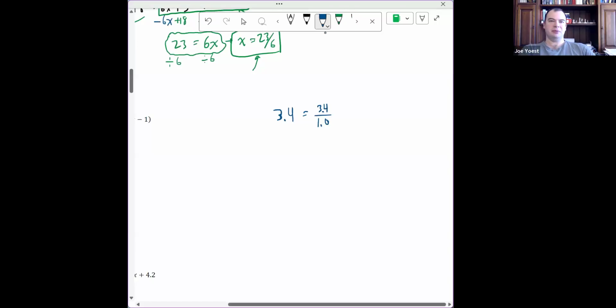And if I multiply top and bottom by 10, I can multiply by the same number on the top and bottom. That's just multiplying by 1. It doesn't change anything. 3.4 times 10 moves the decimal point 1 to the right, giving me 34. 1 times 10 on the bottom just gives me 10. I can make my decimals kind of look more like whole numbers by using this trick. Right? I have a ratio of whole numbers now.